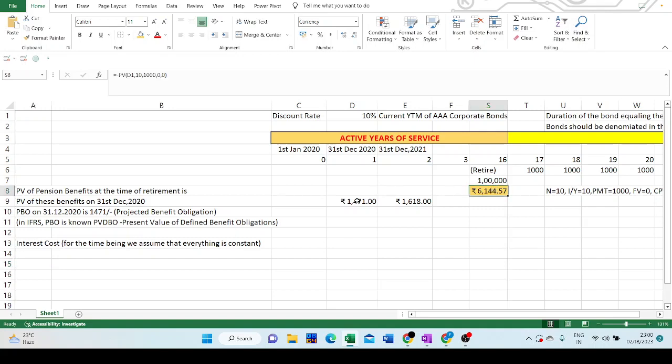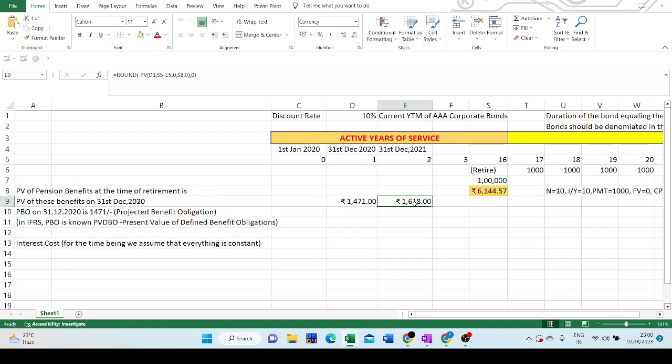Previously, we were discounting for how many years? 16 minus 1, 15 years. Now, we are discounting for 16 minus 2, 14 years. Right, so we are discounting by 1 year less. So if we discount for a fewer number of years, naturally our present value would be higher.